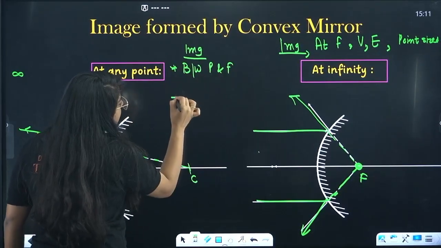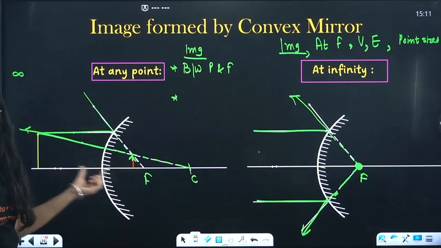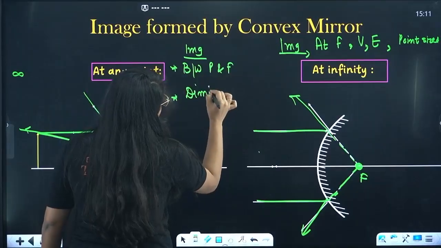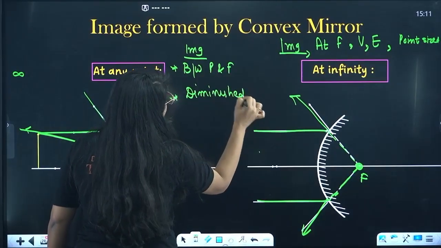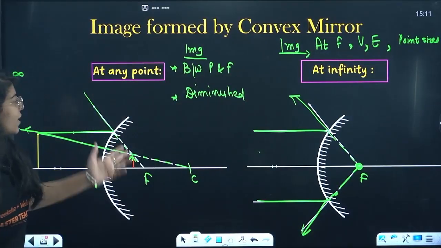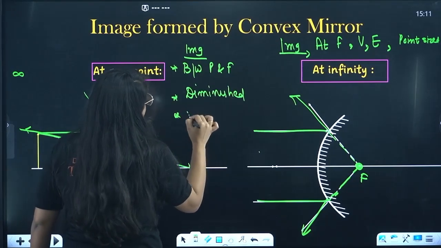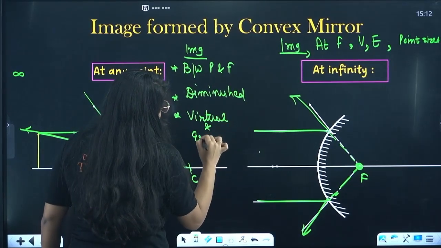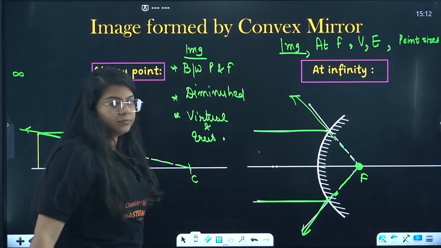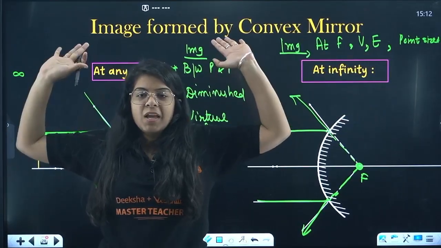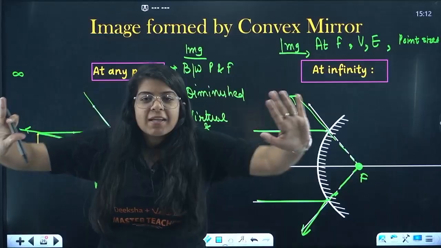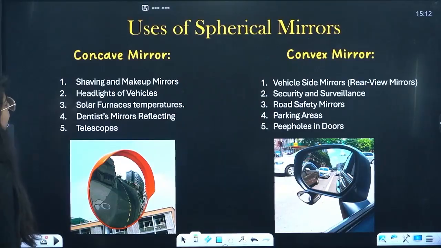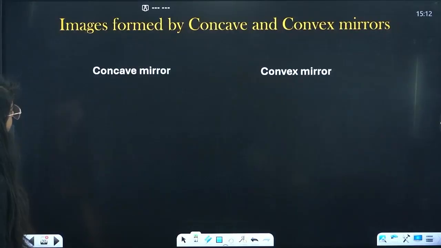The image is clearly very small, so the image will be diminished. And ma'am, virtual rays are meeting, we know, so this is virtual and erect. Done. Image formation by mirrors is done. Let's quickly see the formation. First, before that, we will see this.